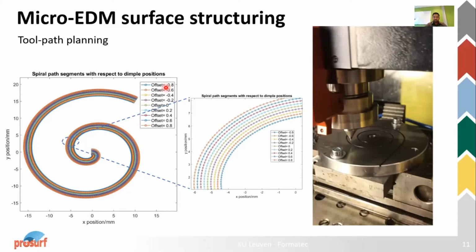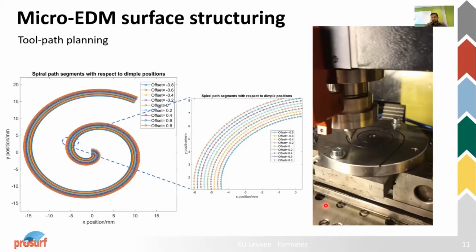First we simulated this spiral using the Archimedes equation in MATLAB software, and there we simulated the dimples, and from there we extracted the coordinates which were fed into the CAM program of this Sarix machine. In total, we machined 9 tracks with dimples of nominal diameter 50 micrometer, depth of 25 micrometer and a pitch of around 200 micrometer.